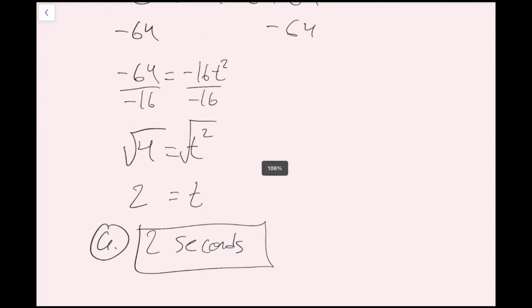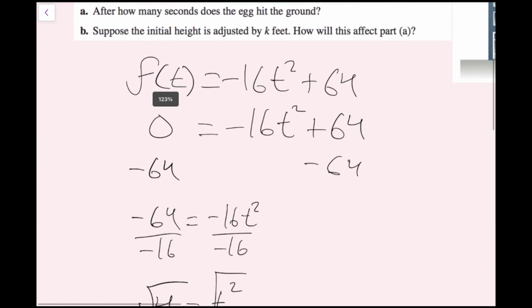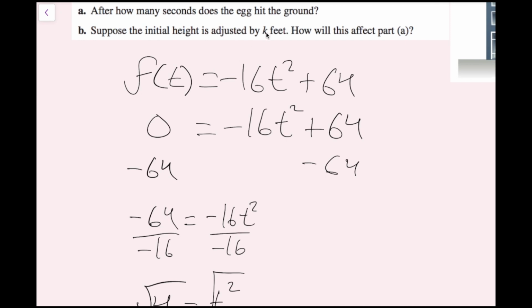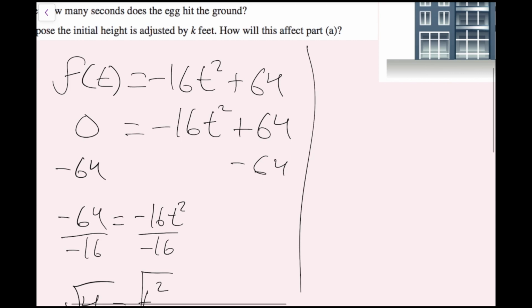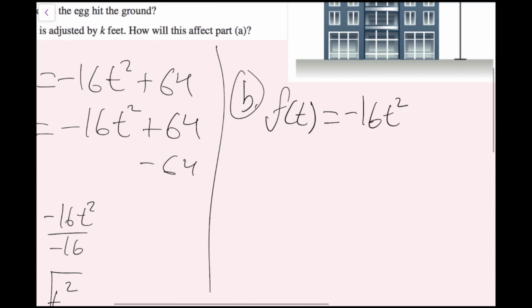Now we're going to do part B. Well, part B asks, suppose the initial height is adjusted by k feet. How will this affect part A? Well, all I have to do is add k to our initial height. So that's the adjustment. So I'm going to rewrite this for part B as f of t equals -16t squared plus 64 plus k. Now, it doesn't tell us which direction that we're adjusting it, so I'm going to do plus k, and this could either be positive or negative. If I go up, it would be positive. If I go down, it would be negative.